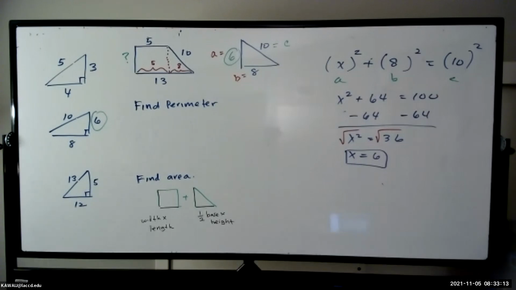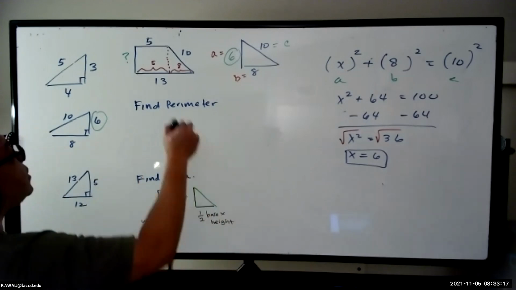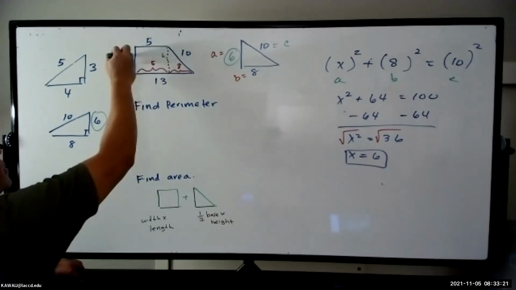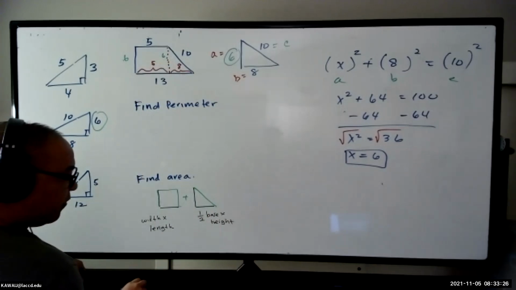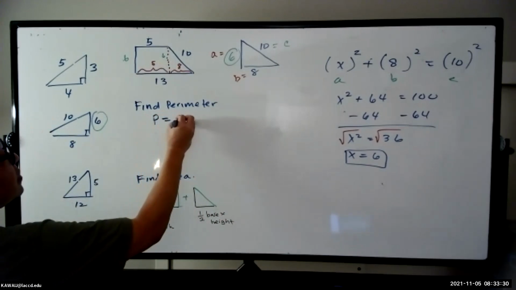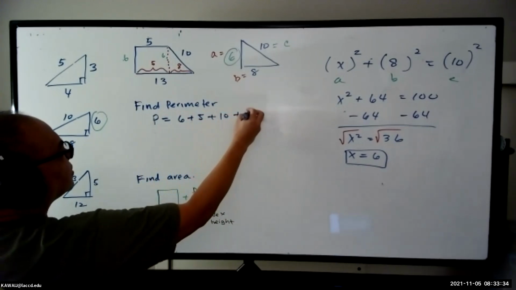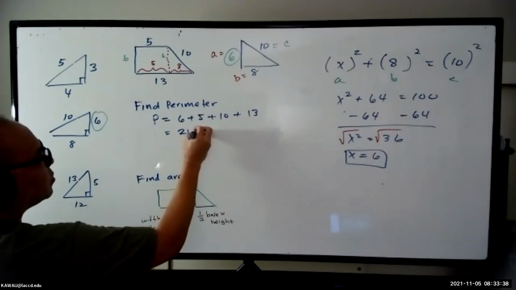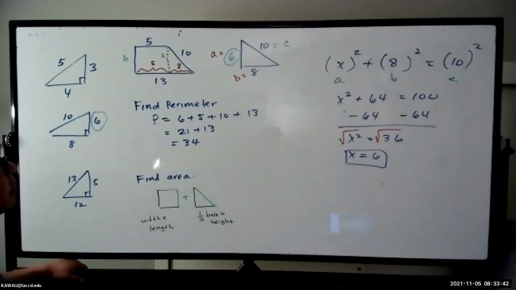Okay. So we know that this length is 6. So that means this length is 6, because the length of this side and that side are the same. So when we try to find the perimeter, we get 6 plus 5 plus 10 plus 13 is equal to 21 plus 13 is equal to 34.